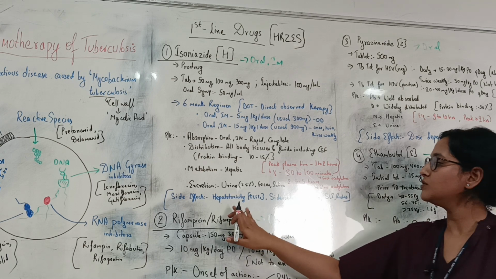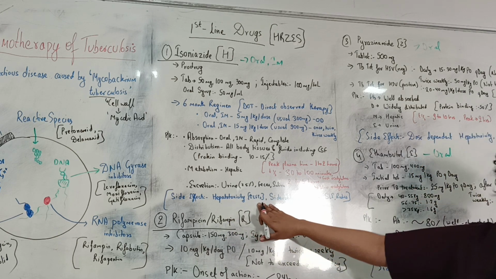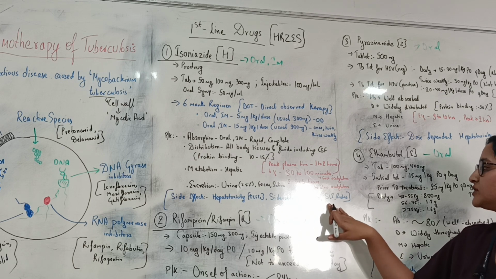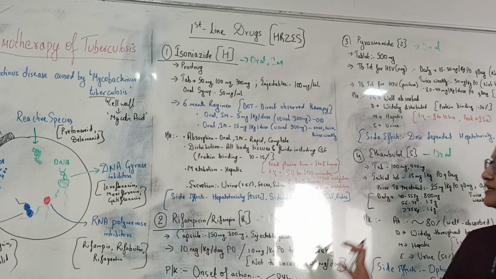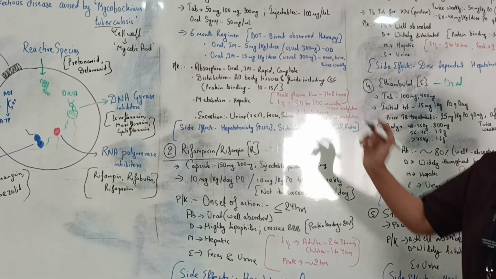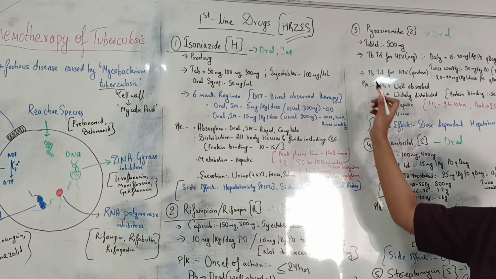The side effects include hepatotoxicity, which increases the LFT levels in the lab reports, sideroblastic anemia, systemic lupus erythematosus, and rashes. Okay, these are the ADRs. For easy remembering, you can remember the first line drugs as HRZES.